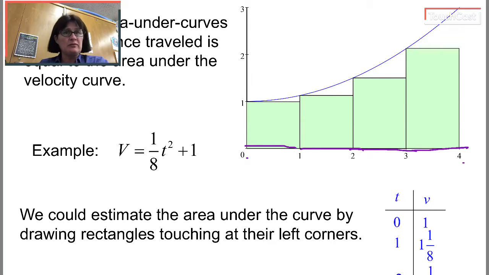I've just made this decision to get used to it. I'm going to have my rectangles touch at their top left corner. So if I'm going to make a rectangle that covers from 0 to 1, how tall should I make it? I'm going to make it touch the curve at the left-hand side of that interval. The interval that covers from 0 to 1 has a leftmost value of 0. So I'm going to figure out what the output value is when time is 0, and that's how tall I'm going to make the rectangle. So I draw a horizontal line across here.